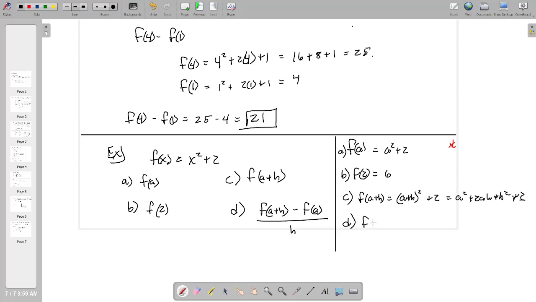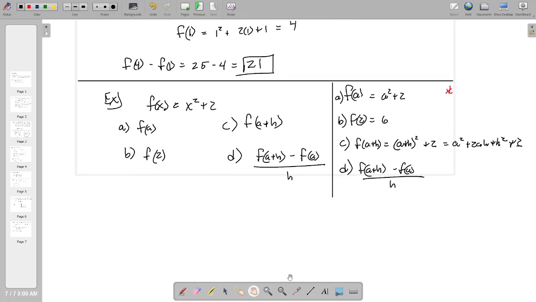Now, f of a plus h minus f of a all over h, we need a few parts. Namely, we need f of a plus h, we need f of a, and then h is just a number by itself. So we have f of a plus h, which is a squared plus 2ah plus h squared plus 2. And we have f of a, which is a squared plus 2. So these are our two different parts that we need for part D.